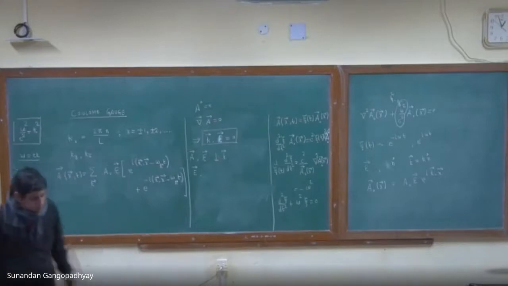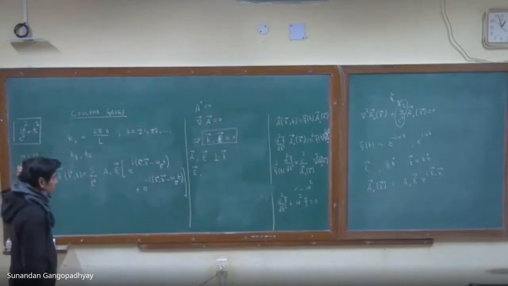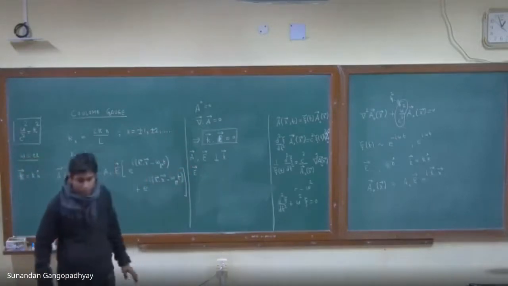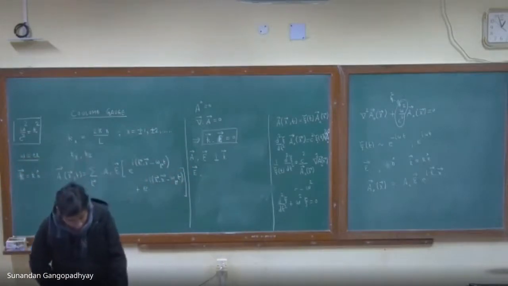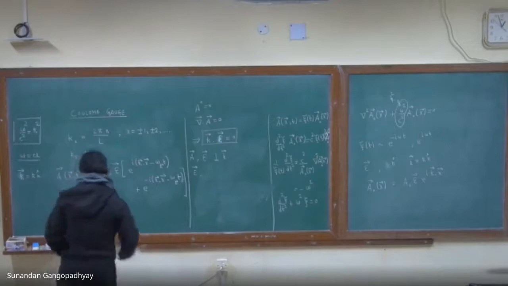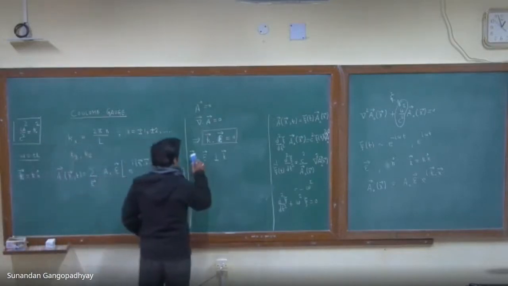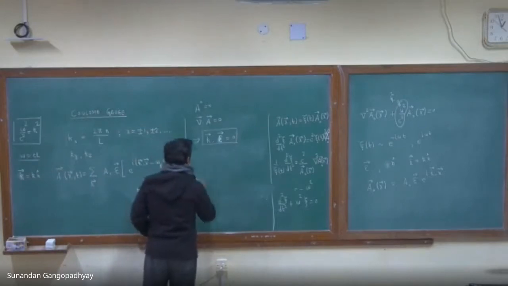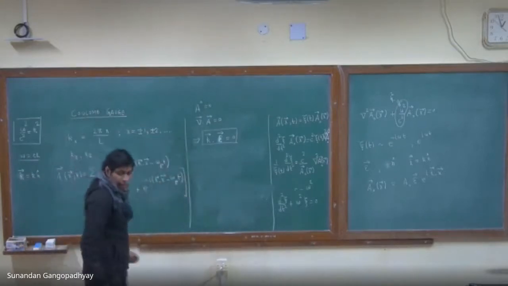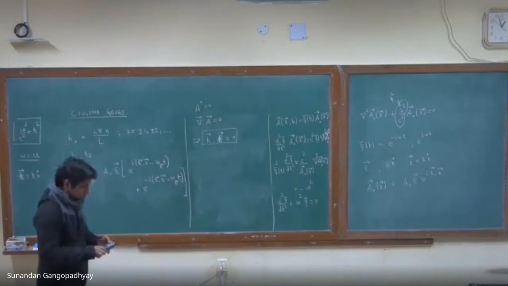So let us proceed now. You can see already that the A vector has only two independent components. Therefore, it is a transverse wave. And now let us calculate the E vector. Let us get an expression for the E vector.